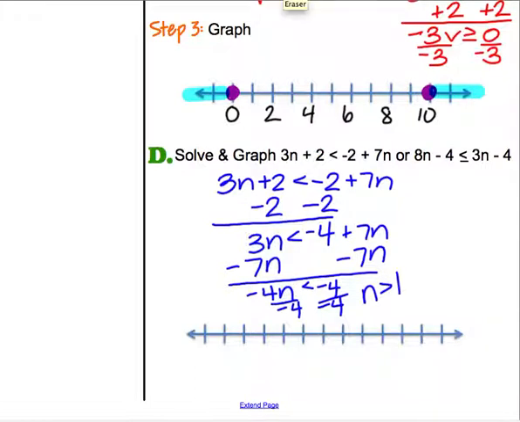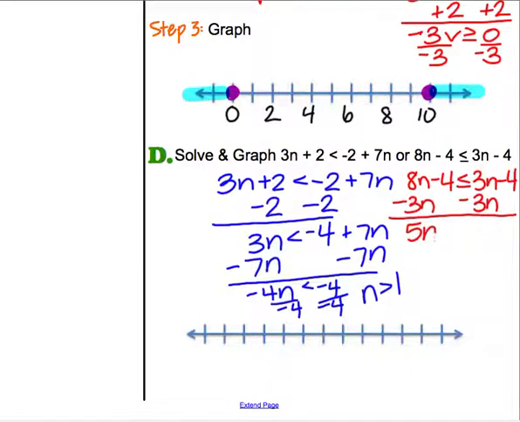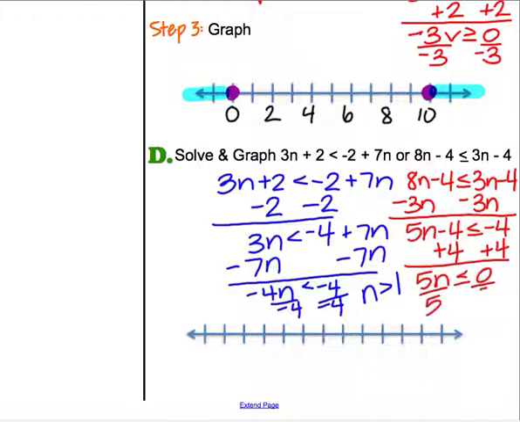Now if we go ahead and solve the other one, 8n minus 4 is less than or equal to 3n minus 4. Subtract 3n, and that gives you 5n minus 4 is less than or equal to negative 4, carrying that negative with it. Add 4 to both sides. We get 5n is less than or equal to 0. So we divide by 5, and we get n is less than or equal to 0.